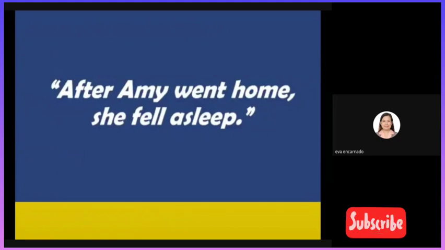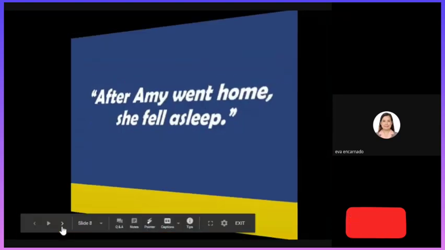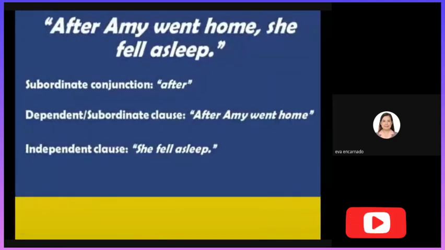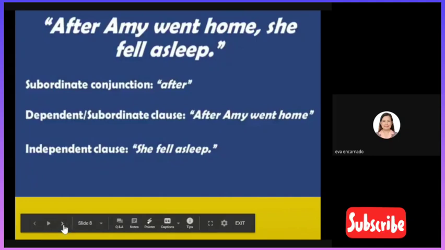After Ami went home, she fell asleep. So we are going to identify the subordinating conjunction, the independent clause, and the dependent clause. All right, you can pause the video and try to answer this. If your subordinating conjunction is after, that is correct. Your dependent or subordinate clause should be after Ami went home. Then your independent clause should be she fell asleep. Okay, let's try another one.